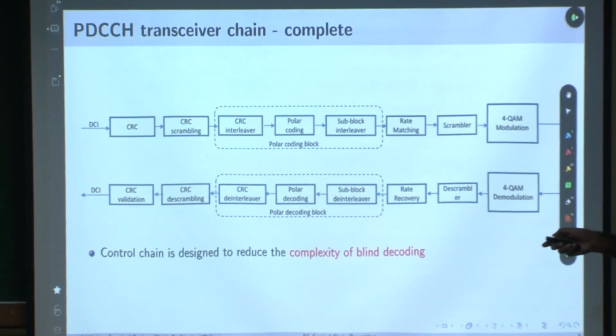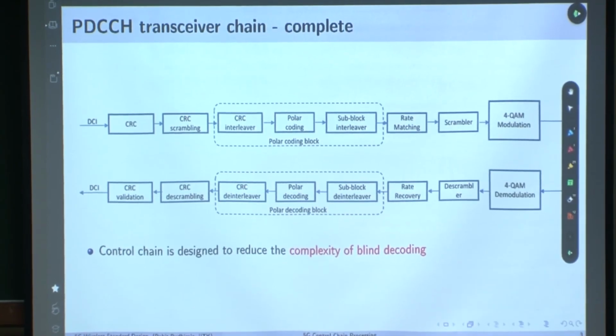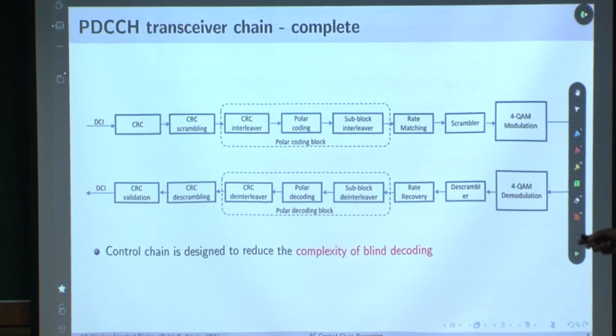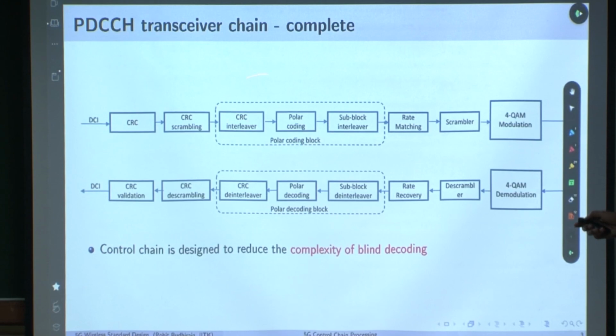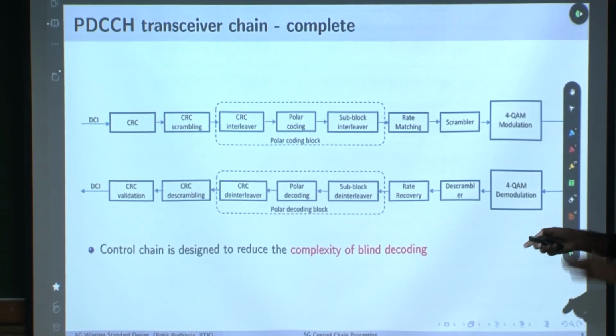DCI, CRC gets attached, 24-bit CRC, right? Then the last 16 bits of the CRC are scrambled. Then the CRC gets interleaved, and that interleaved data is fed to the polar encoding. So the whole of this gets interleaved. The name is given as CRC interleaver, the data gets interleaved. The polar encoder is working on the interleaved data.